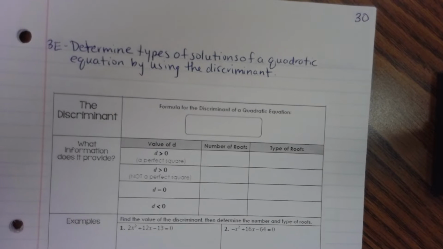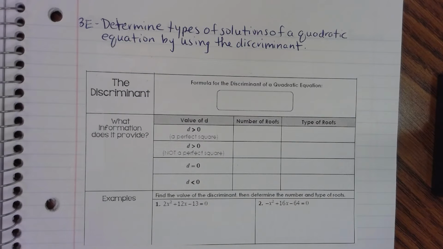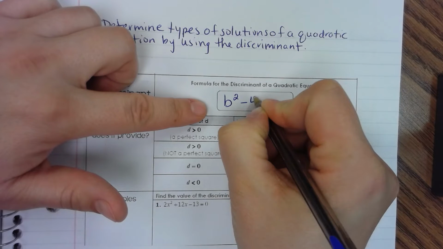We are going to be talking about the type and number of solutions using the discriminant. The discriminant is actually a part of the quadratic formula. Basically, it allows us to solve what's inside the square root and determine how many solutions we have. So when we're solving with the quadratic formula, we have a little bit more of an idea of what we are looking at. The formula for the discriminant is b squared minus 4ac.